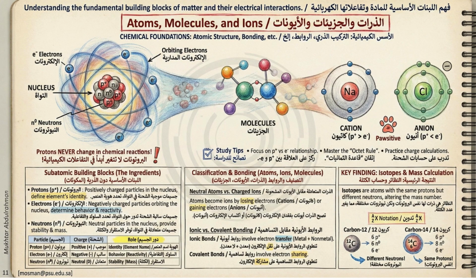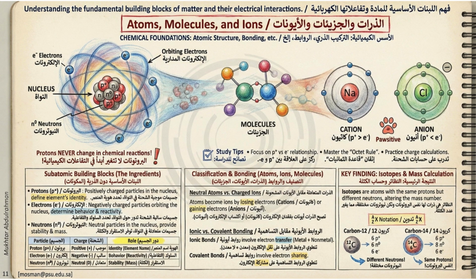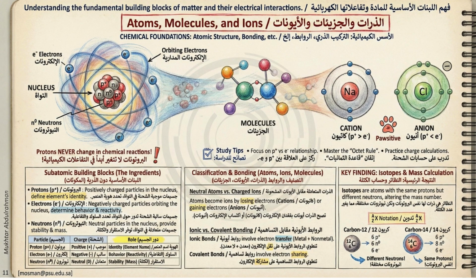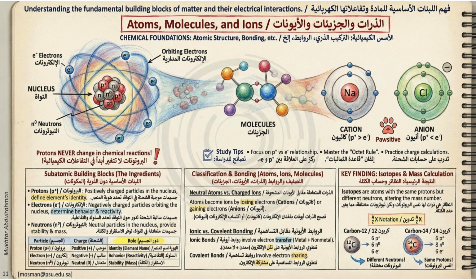Next, let's talk about molecules. Molecules are formed when atoms join together through chemical bonds. Atoms can also become ions. A neutral atom has equal numbers of protons and electrons. If an atom loses electrons, it becomes a positive ion, called a cation. If an atom gains electrons, it becomes a negative ion, called an anion. For example, sodium can lose an electron and become a positive ion. Chlorine can gain an electron and become a negative ion.